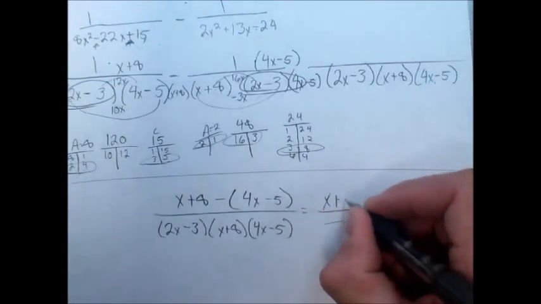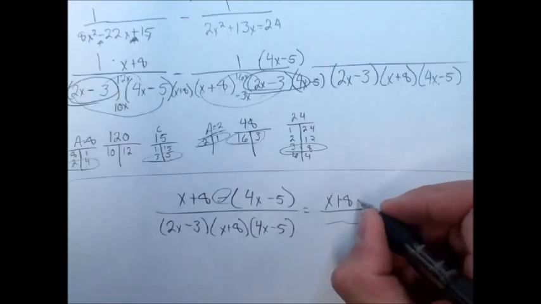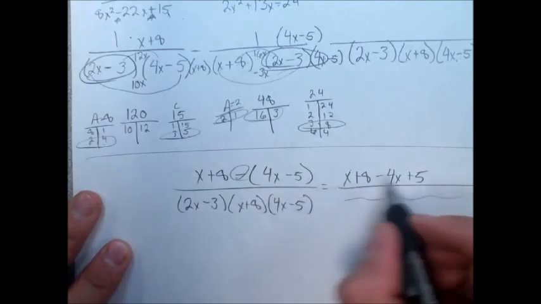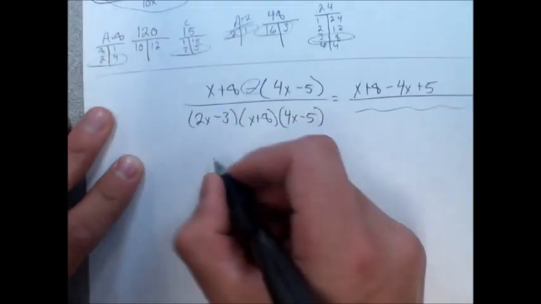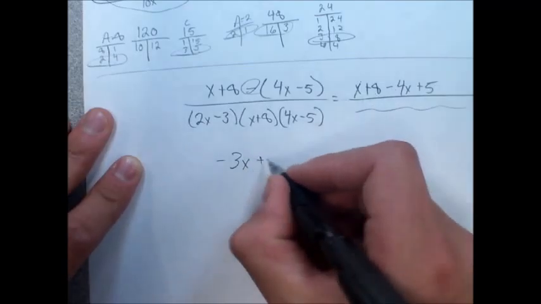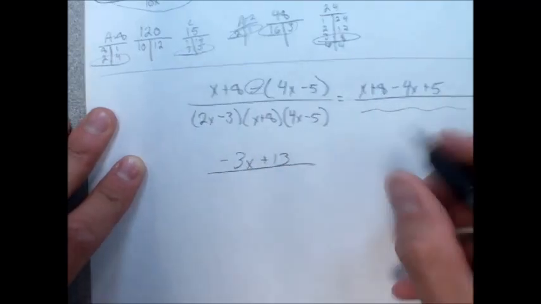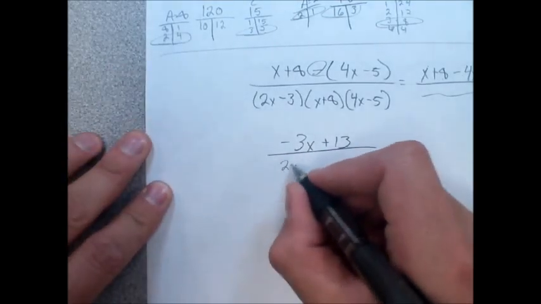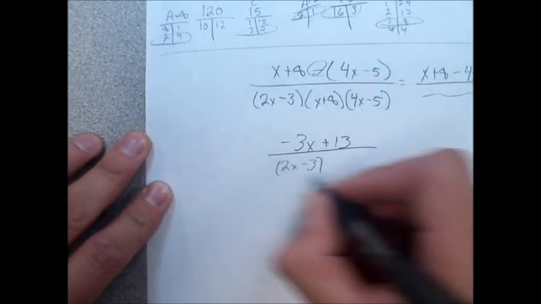x plus 8, and then I distribute out my negative. I get minus 4x plus 5. Combine like terms. I have an x and a negative 4x, which makes a negative 3x. I have an 8 and a 5, which makes a 13. And I am done. And all I have to do is rewrite my common denominator.